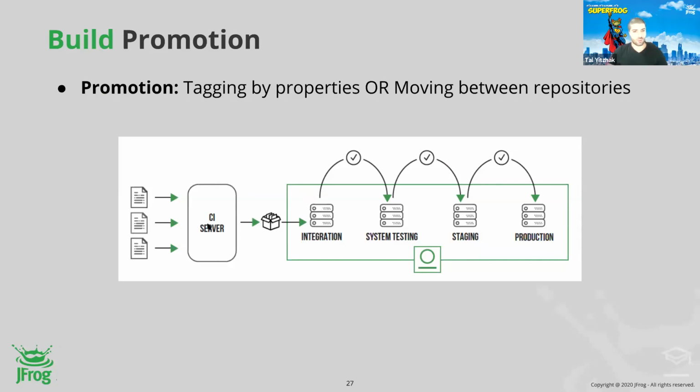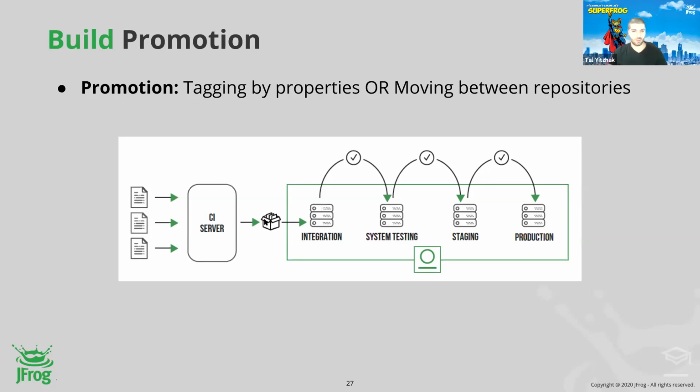So let's say you have your CI server, you created some binary, some package, and it was deployed to a repository in Artifactory. We have a concept named build promotion, which means that basically you are moving the binary between different repositories based on the maturity level of the binary.